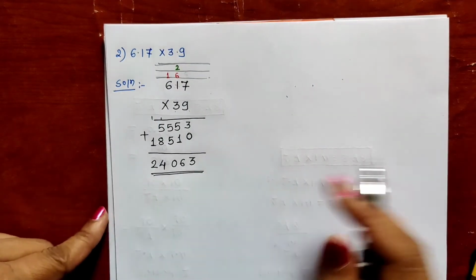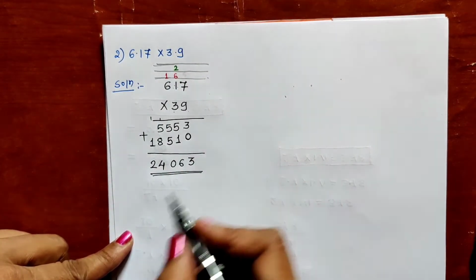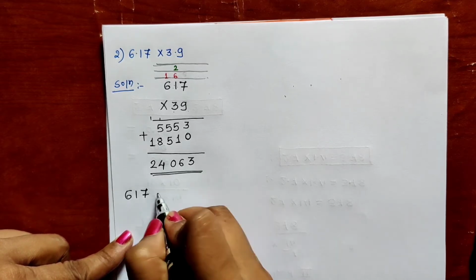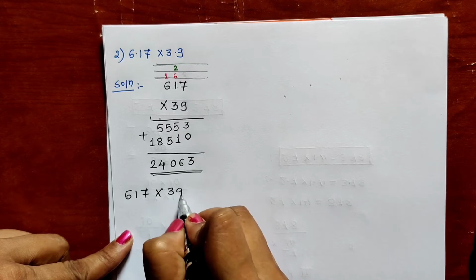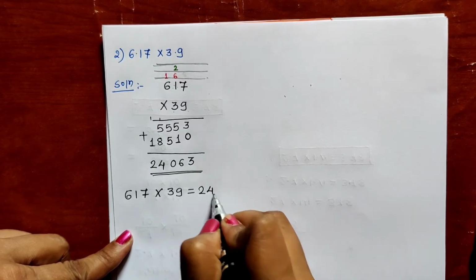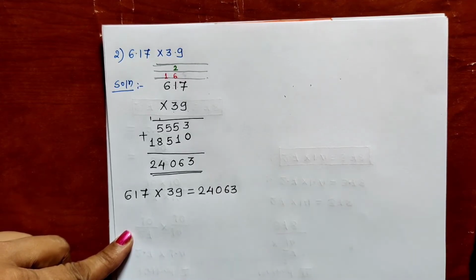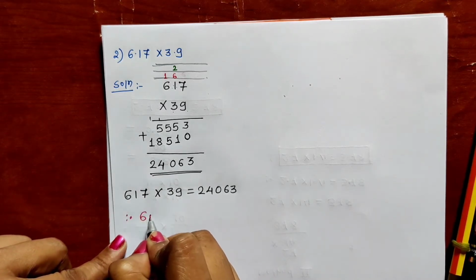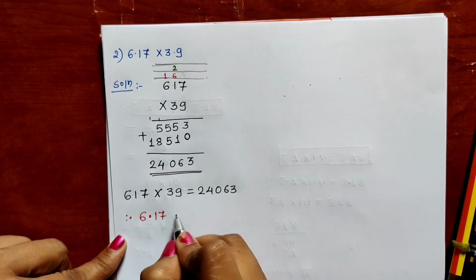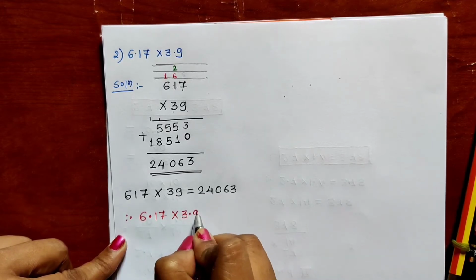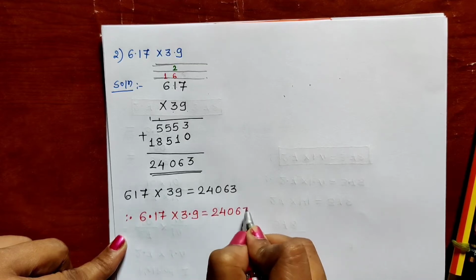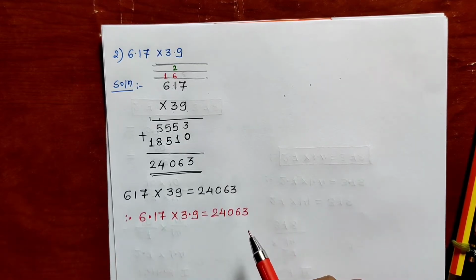So this multiplication we have done without writing decimal points. So I will be writing here 617 multiply by 39 is equal to 24,063, and therefore 6.17 multiply by 3.9, what will be the answer? I will be copying down this answer as it is. Only I have to think where I should put the decimal point.